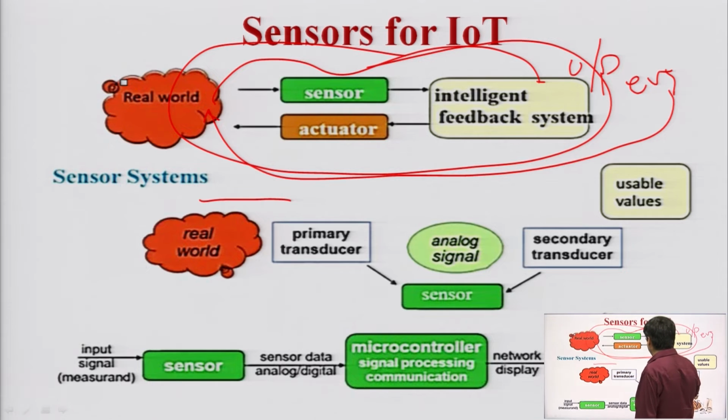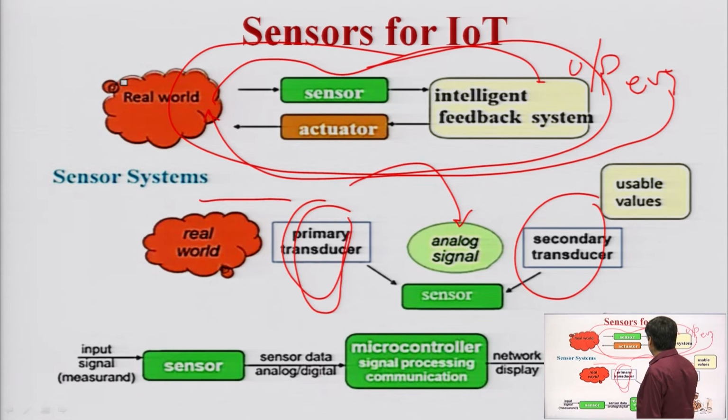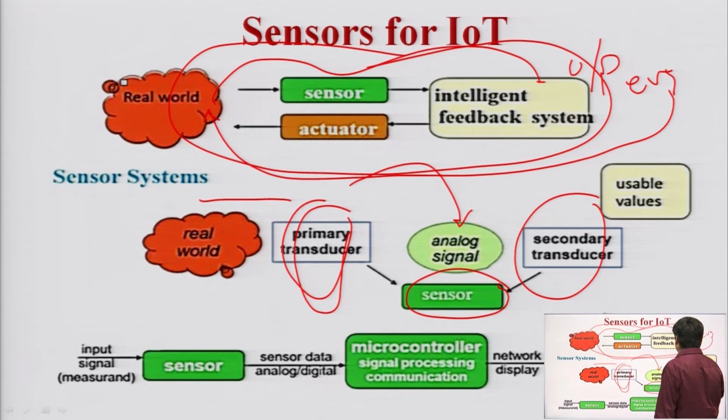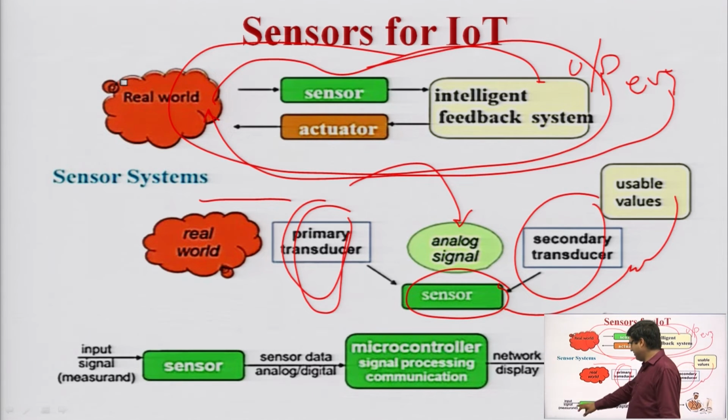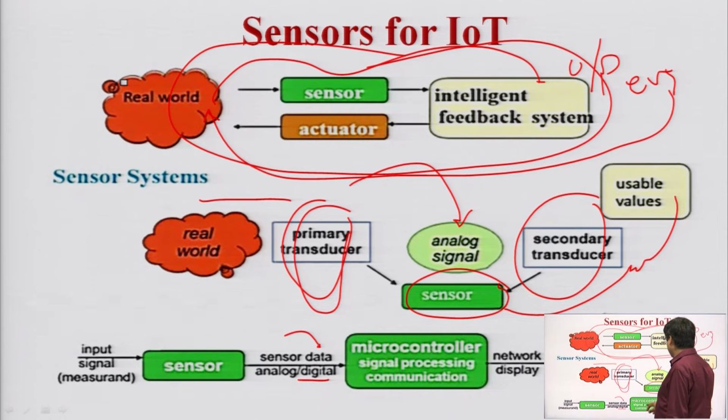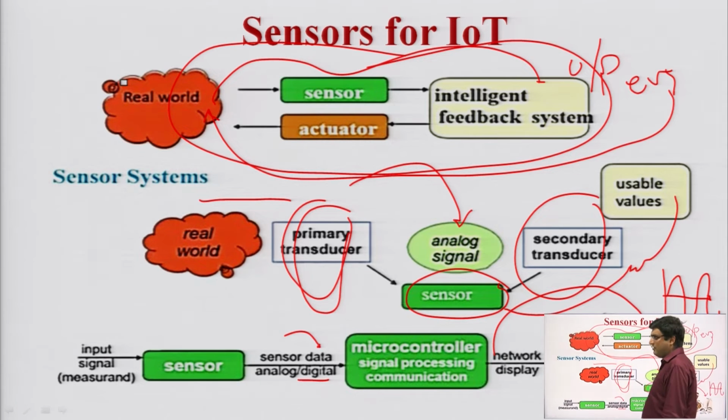So, here we can see the primary transducer and the secondary transducer, as we have seen in a previous lecture. Real world data is converted into an analog signal through the primary transducer. This is done by the sensor, and through the secondary transducer, we convert this signal into usable values. The input signal is converted into sensor data, which may be analog or digital, and through the microcontroller, signal processor and communication unit, we convert it into meaningful, accurate information that needs to be accessed by the user.